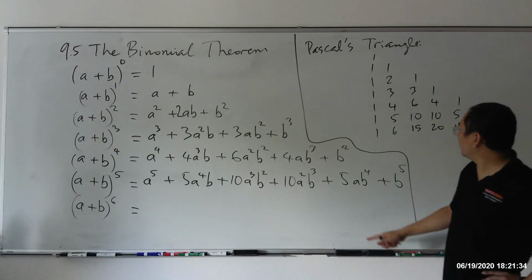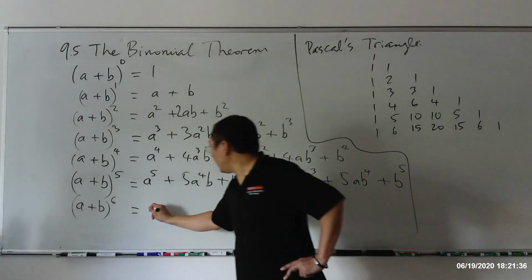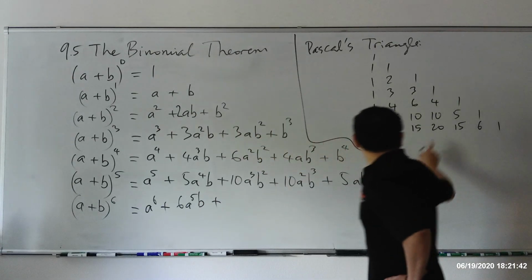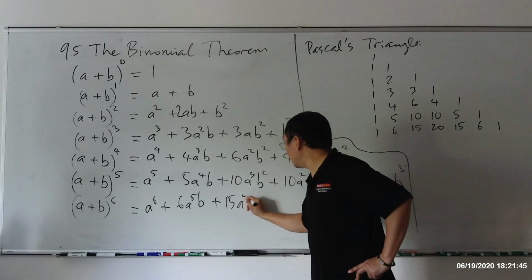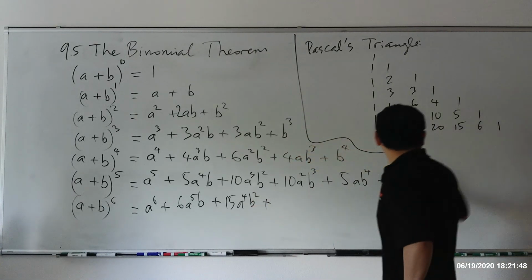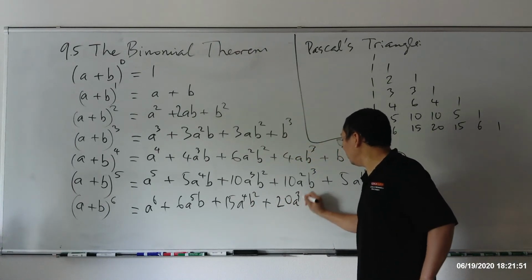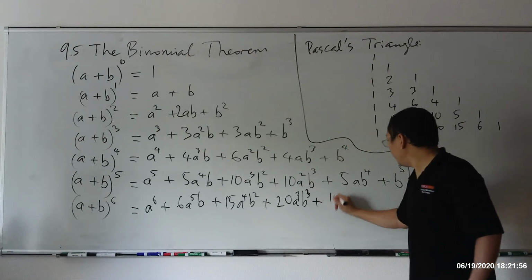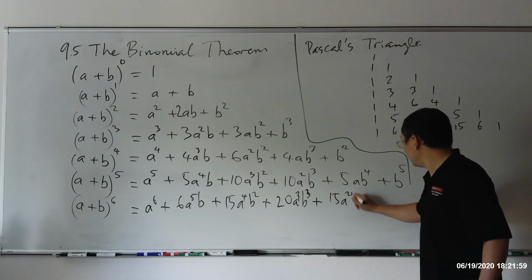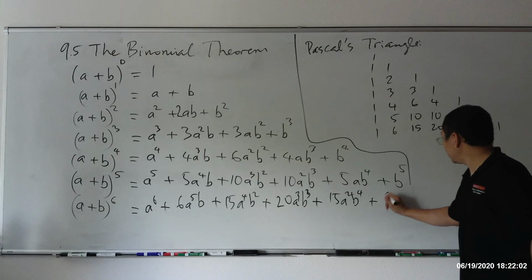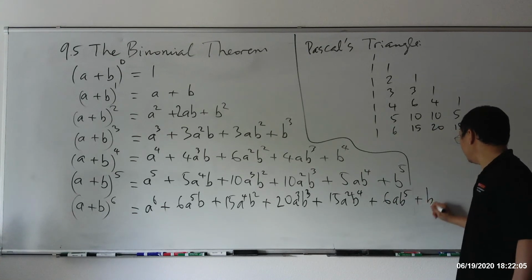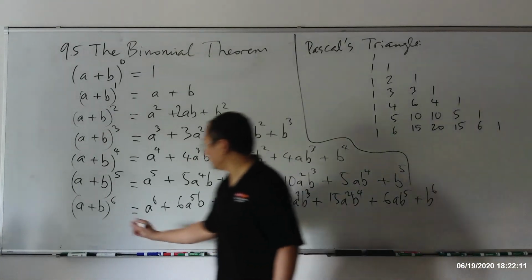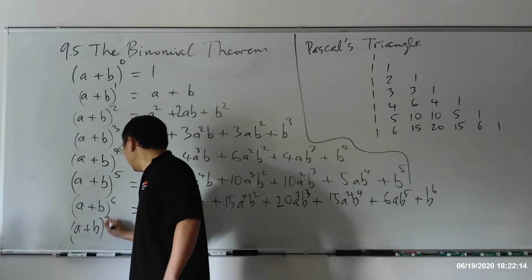Okay, so I know that for the 6th exponent it is going to be a to the 6th plus 6a to the 5th b plus 15 a to the 4th b squared plus 20 a cubed b cubed plus 15 a squared b to the 4th plus 6a b to the 5th and then plus b to the 6th. Okay? And if you know the pattern already, you can figure out a plus b to the 7. Let's do one more. A plus b to the 7.